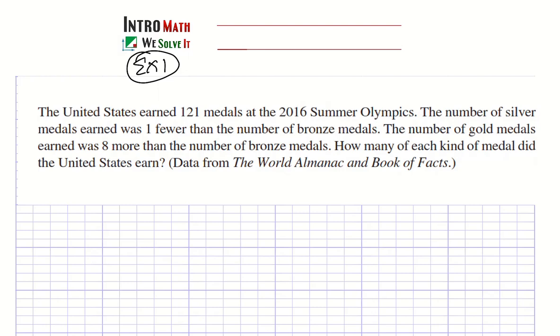silver medals and bronze medals. So our X should be bronze medals. Okay, the number of gold medals earned was 8 more than the number of bronze medals. You see that? So our X should be bronze. Bronze will be compared to silver. Bronze will be also compared to gold. You see, they're comparing bronze and gold again.